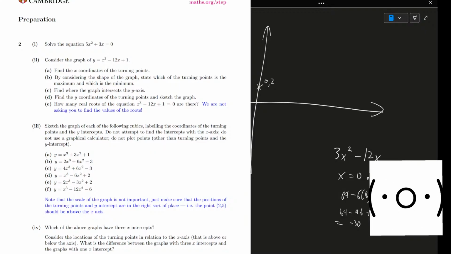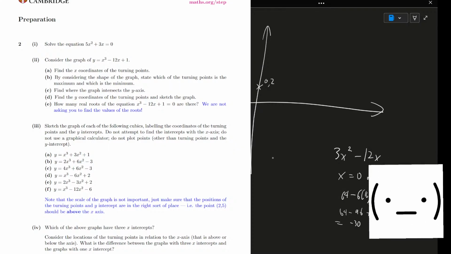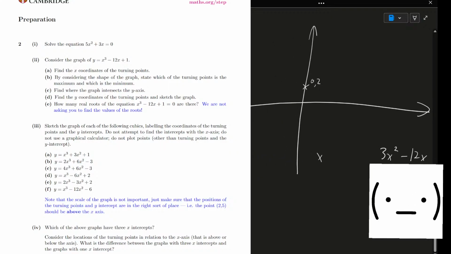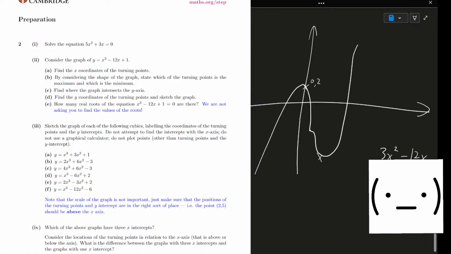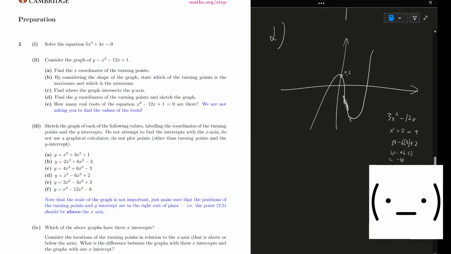I'm actually neurotically sleepy right now. I'm just hitting. Okay, so this is 4, this is here. Probably looks something like this. Ignore that. Yeah, okay.